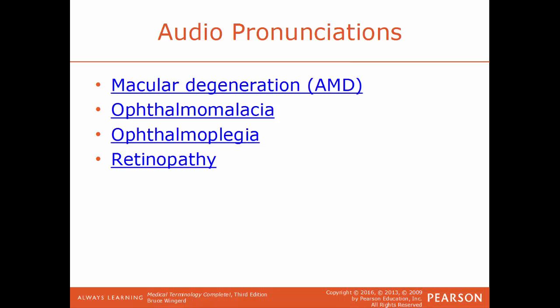So our next term, ophthalmomalacia, is the softening of the eyeball itself. So our next term, ophthalmoplegia, is a paralysis of the muscles surrounding the eye. And retinopathy, this is a general term that refers to any disease that affects the retina.